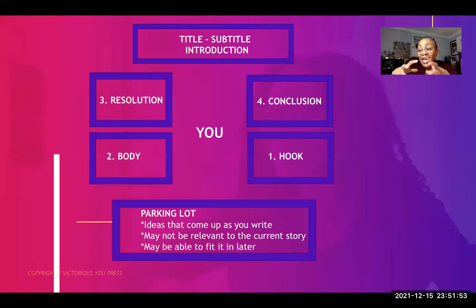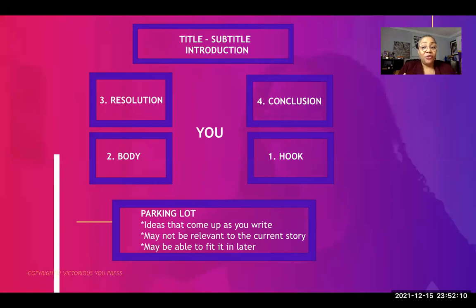So the hook is telling me a moment in time where something happened that is going to draw my attention. In the body, you're going to take me back. Take me back on the journey of you. Tell me a little bit about your childhood. Tell me a little bit about your parents.